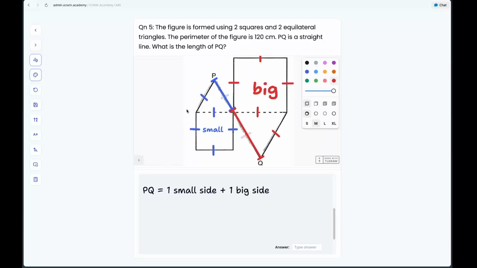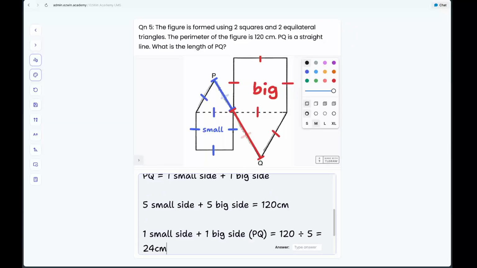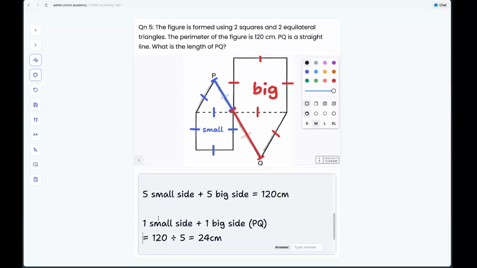That means if you were to count, for example, we have 1, 2, 3, 4, and 5 sides. And also in the big one, 1, 2, 3, 4, and 5 sides as well. That means 5 small sides and 5 big sides is equal to 120 centimeters. And since PQ is just one small side and one big side, that means we can just divide this equation by 5. So one small side plus one big side will then be equal to 120 divided by 5, which is 24 centimeters. And that is the length of PQ.